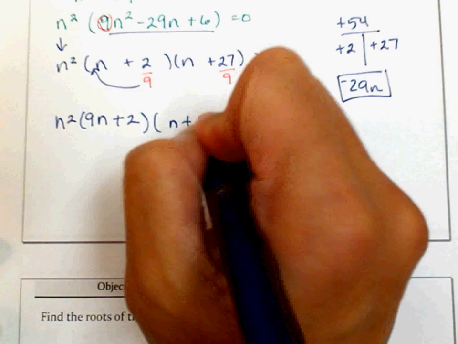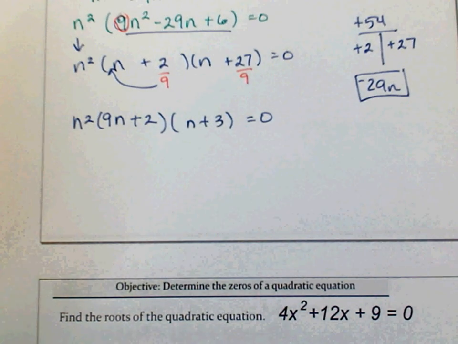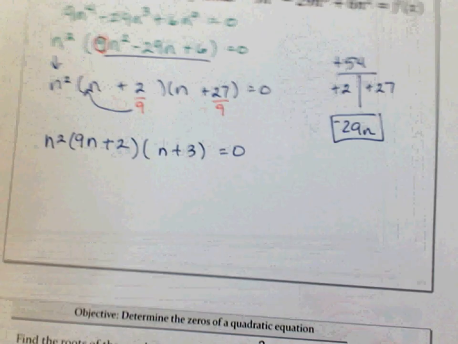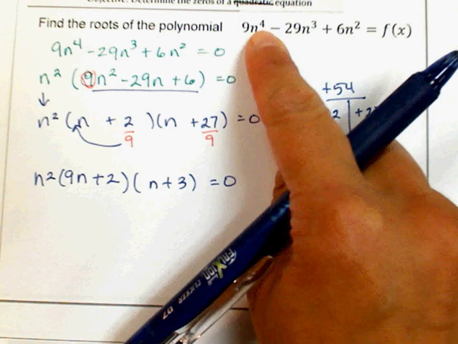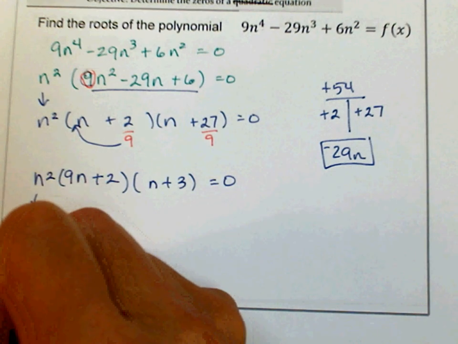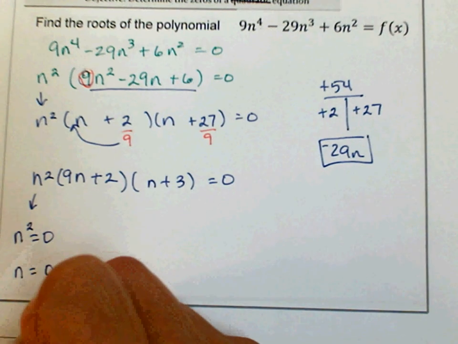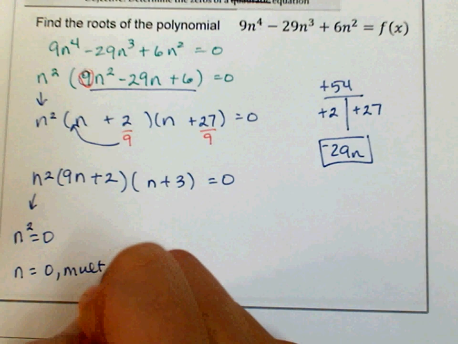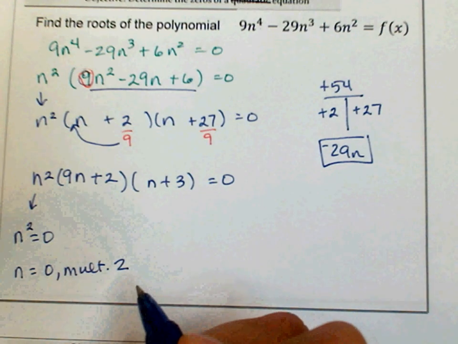Solve for each one. By the way, how many answers should you have when you finish? You should have 4. It can be real or it can be imaginary. Okay? So let's take a look at this one. N squared equals 0, so n is equal to 0. But do you see how it occurs twice? That's a multiplicity of 2. Why 2? Because it occurs twice.